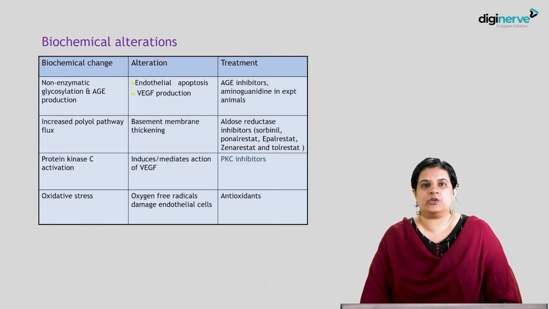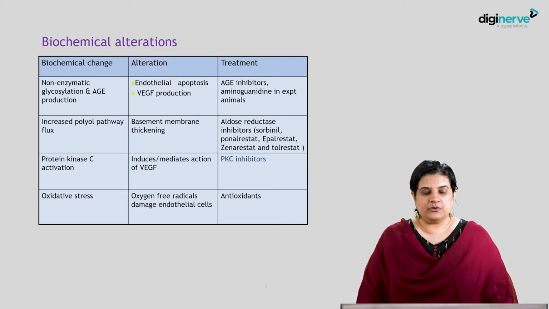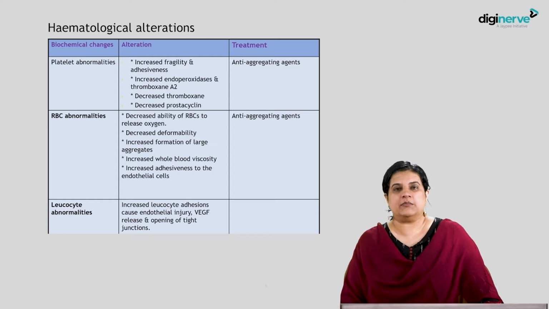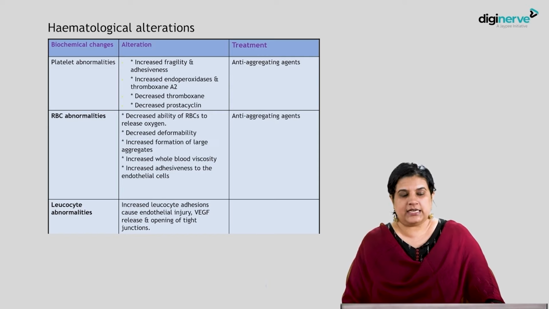Protein kinase C activation would also happen, and it would induce action of VEGF. So for this, PKC inhibitors would be needed, and oxidative stress would result in elevation in the oxygen free radicals in the retina, and for this antioxidants would help. There would also be associated hematological alterations in the form of abnormalities in the platelets, which would result in increased fragility and adhesiveness, increased endoperoxidases and decreased thromboxane, and decreased prostacyclin. So for this, we need to give anti-aggregating agents.